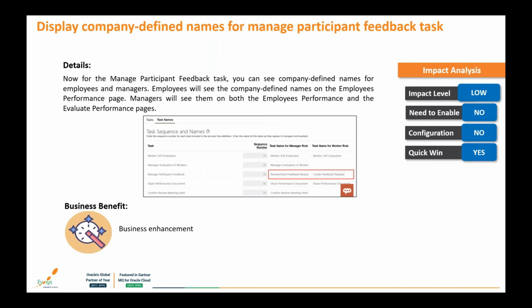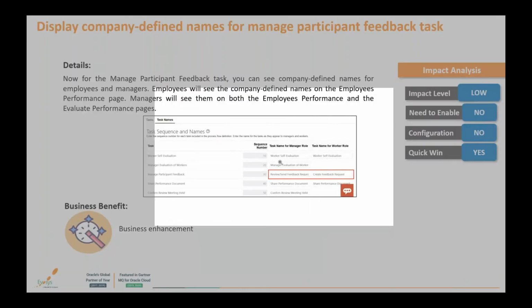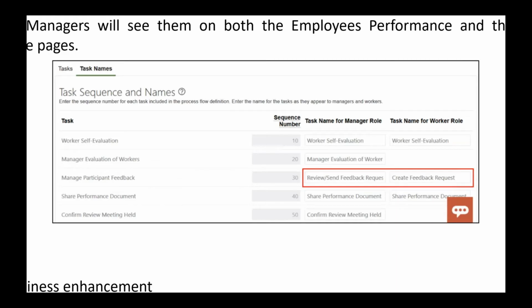So the next one is from 21A onwards, we are getting this option to modify the participant feedback task name for managers and workers explicitly. So if you can see this section in the process flow, this section was not available in 20D, and we could only modify the task name for manager and worker for self-evaluation, manager evaluation, share performance document, and the review meetings. But this was by default request feedback.